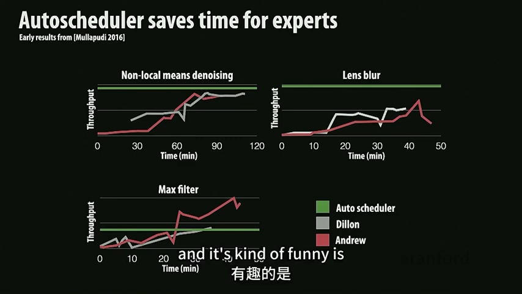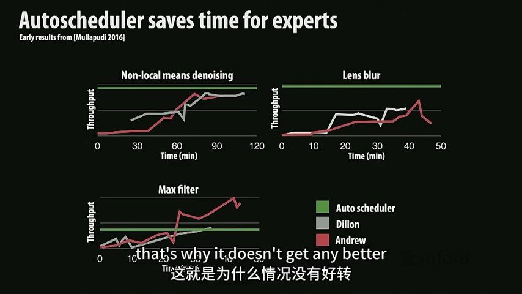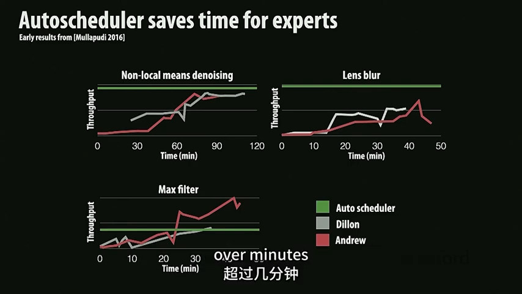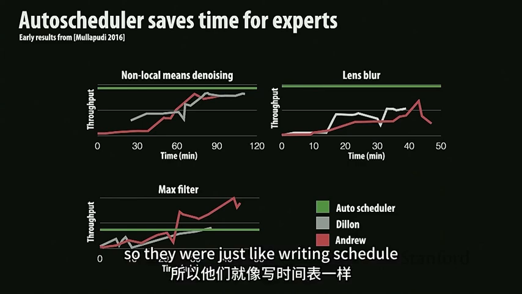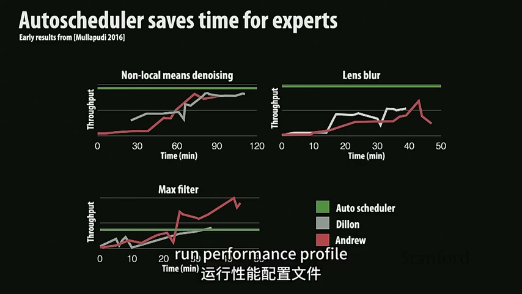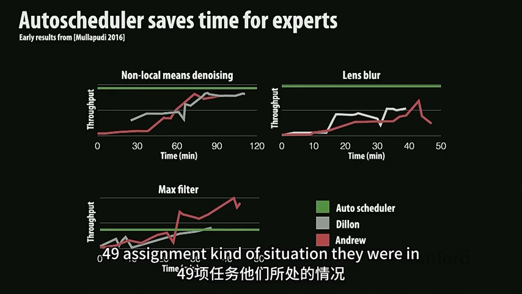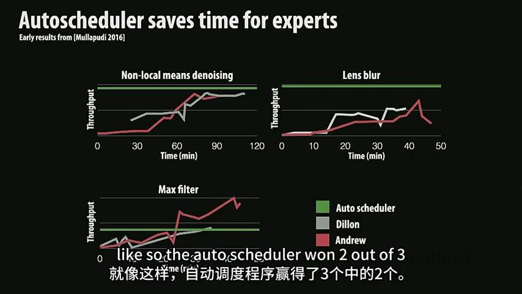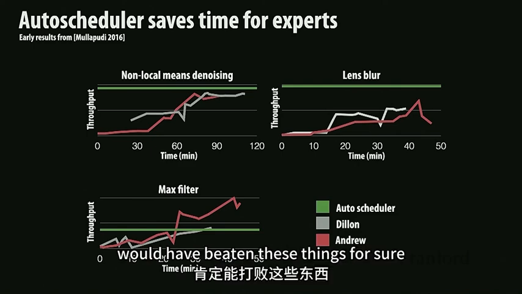And it's kind of funny, this is what the auto scheduler kicked out, like in a millisecond. That's the green line. That's why it doesn't get any better. It's just what the algorithm did. And then this is Andrew and Dylan's performance over minutes of what they were able to get to. So they were just writing a schedule, running, performance profiling. Okay, that's not working. Let me try this other thing. So it's like an interactive 149 assignment kind of situation. And it's pretty impressive. So the auto scheduler won 2 out of 3. I mean, obviously we only gave them an hour. If they would have kept going, they would have beaten these things for sure.